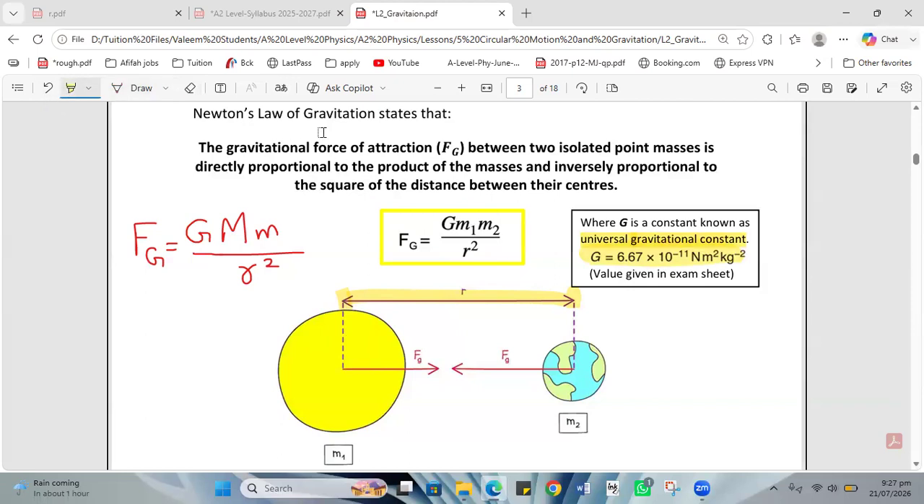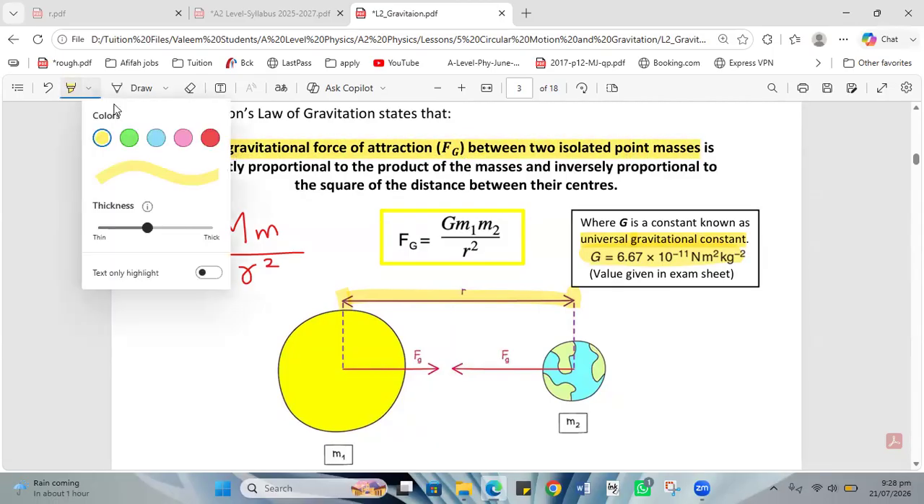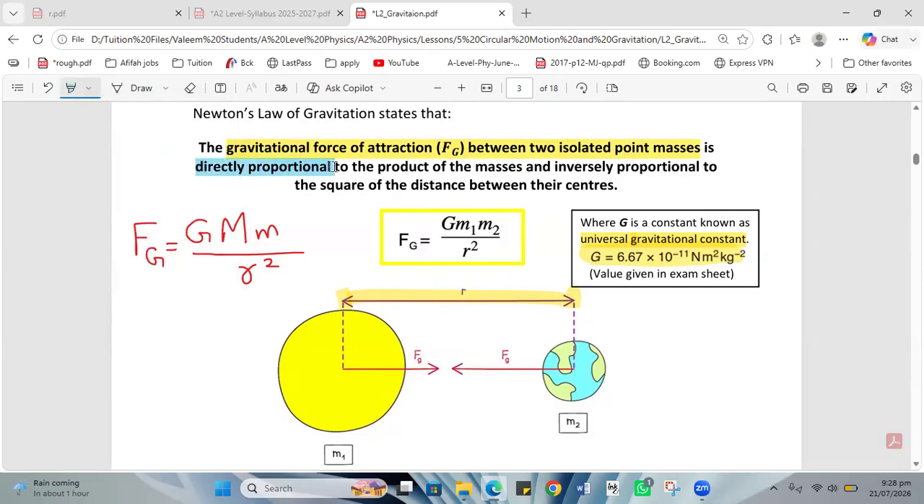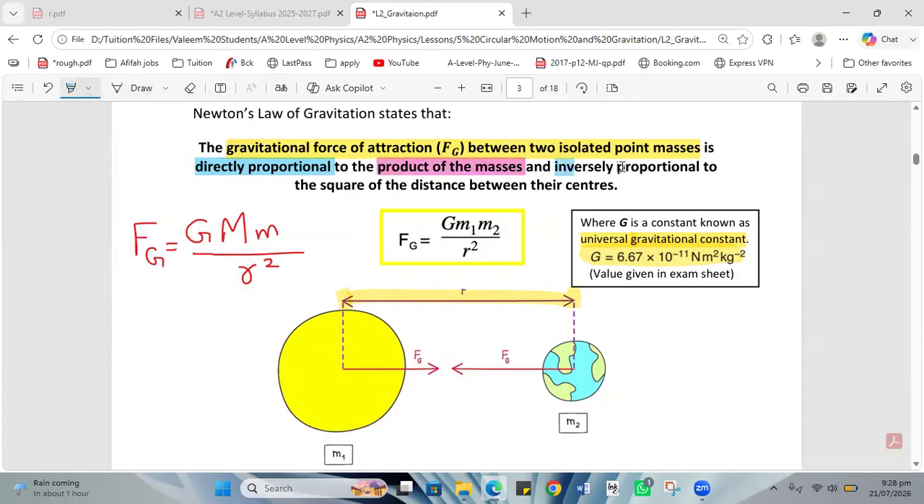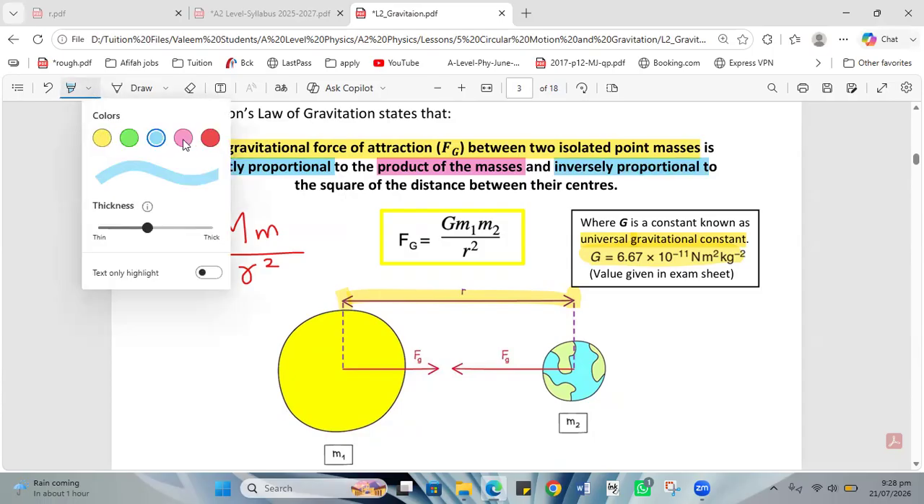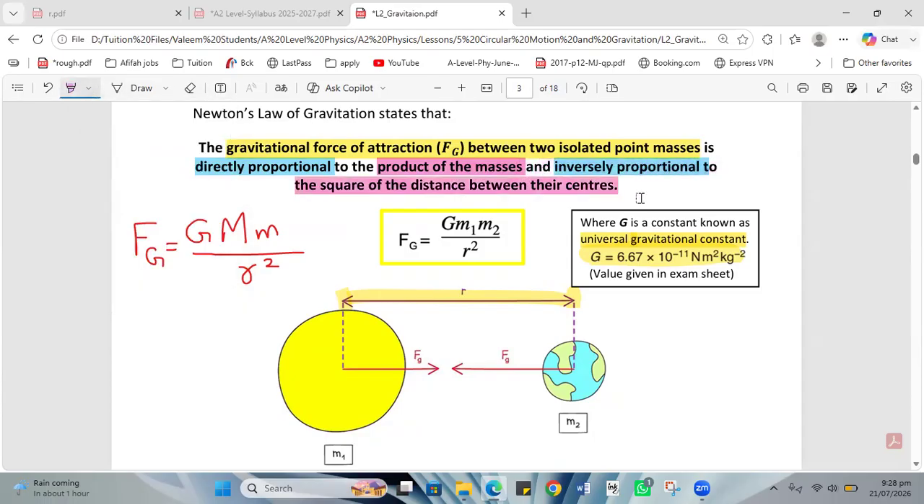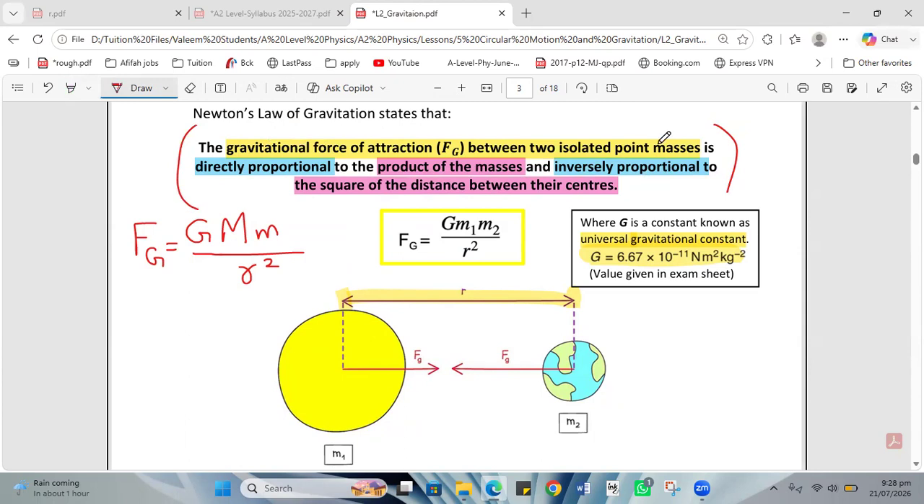See, what is the statement for Newton's law of gravitation? It says that the gravitational force of attraction between two isolated point masses is directly proportional to the product of the masses and inversely proportional to the square of the distance between their centers. A very simple statement. Again, this statement also comes in exams as maybe 1 or 2 marks. Again, a very marks gaining question.